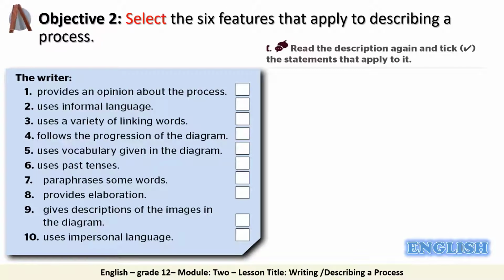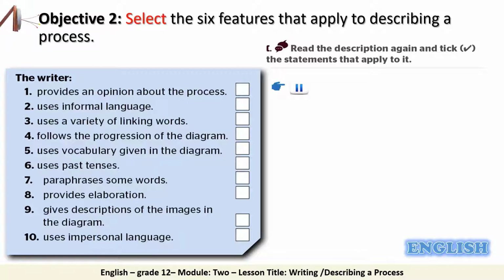Now we move to the second objective. We will focus on exercise C. You will examine the written description again and select 6 features that apply to it from the checklist that is displayed before your eyes. So please pause this video here and tick the suitable features. Well done. Let's see the correction.